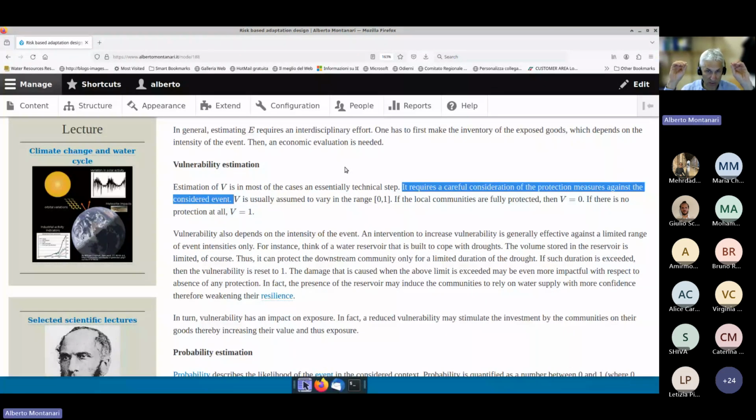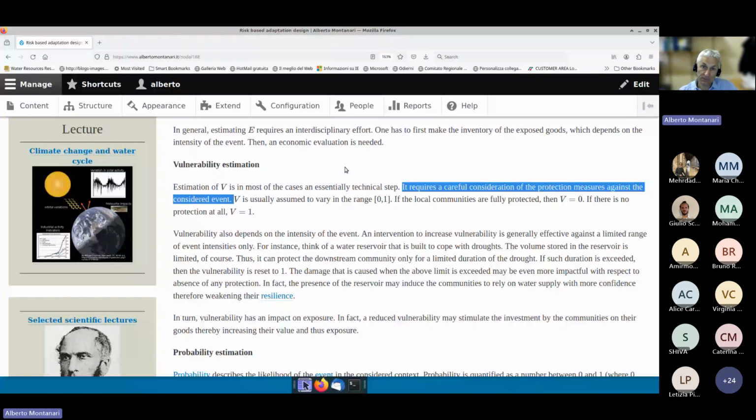So the event, we assume that it occurs. What is the probability of getting inundated? And given that it's a probability, it varies in the interval 0, 1. We will see the definition of probability later on, but for now, just take into account that it is included in the interval 0, 1.